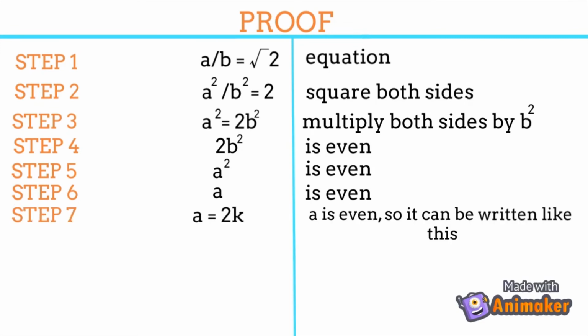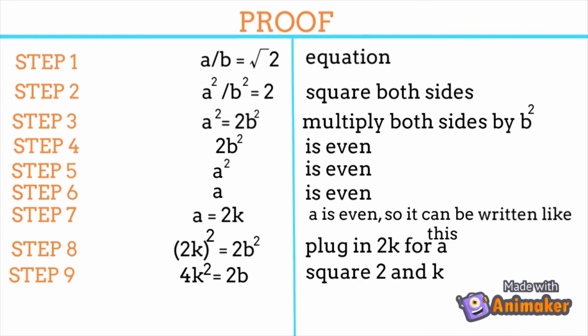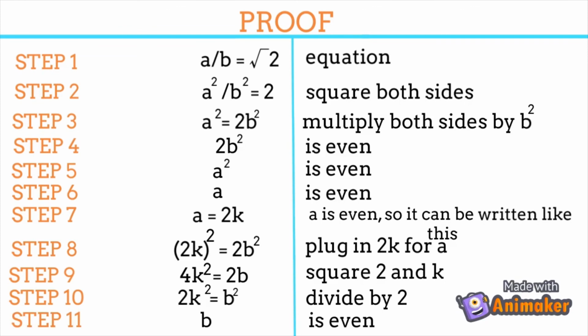Because a is even, we can write the equation a equals 2k, where k represents another number. Then we plug 2k in for a in our previous equation so that we have (2k) squared equals 2b squared. Then we simplify by squaring 2 and k. Our equation now looks like 4k squared equals 2b squared. Now let's divide each side by 2 to get 2k squared equals b squared. This proves that b is even, not just 2b squared.